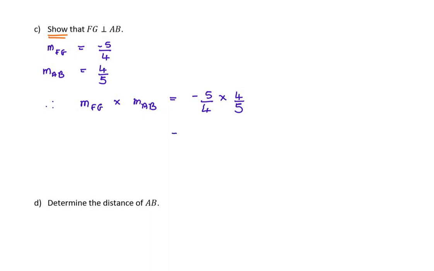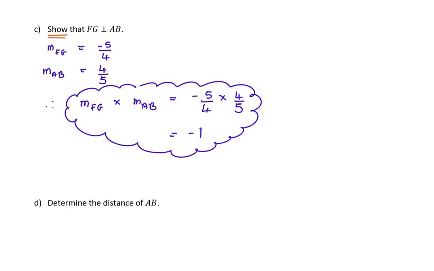Now, I don't know if you remember, but to show that lines are perpendicular, this is what you have to do. You have to show that the two gradients multiply together to give you negative 1. You mustn't just state it. It says show, which means prove that. So I would write out exactly this. It's probably a 3-mark question, but because it says show or prove, you've got to explicitly show that those gradients multiply together to give you negative 1.